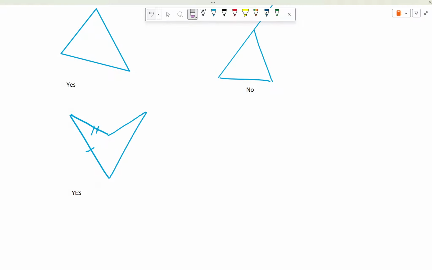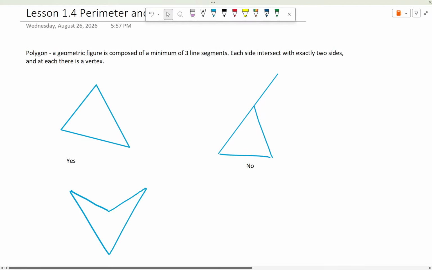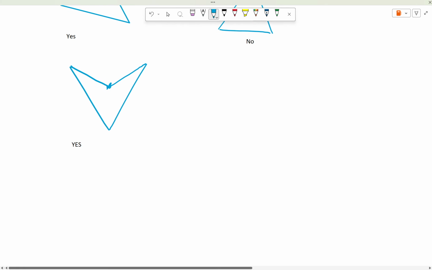It fulfills all the definitions. Every single side intersects with exactly 2 sides. Each one meets at a vertex. Here are the vertices: 1, 2, 3, and 4. The same number as it has sides. So we're good to go there.